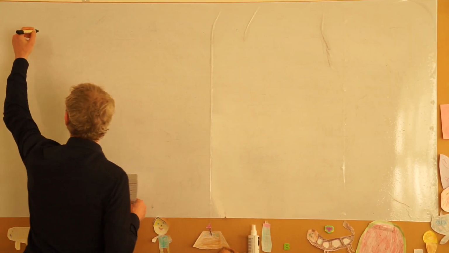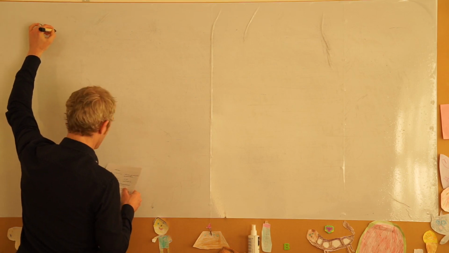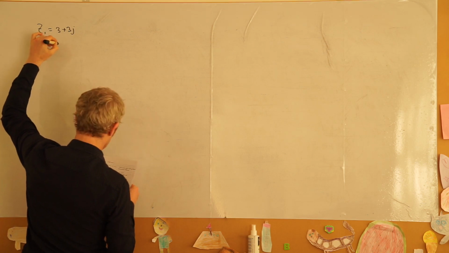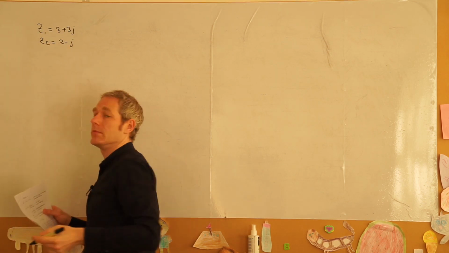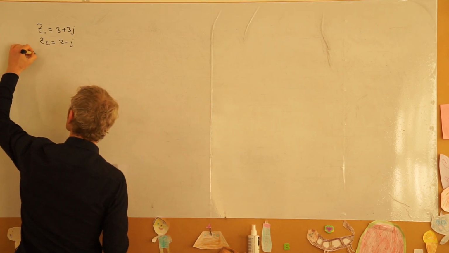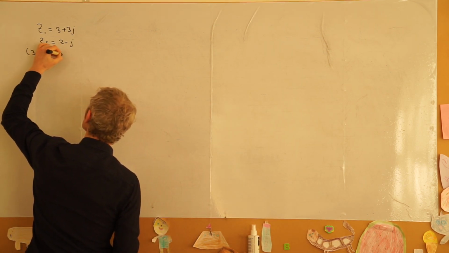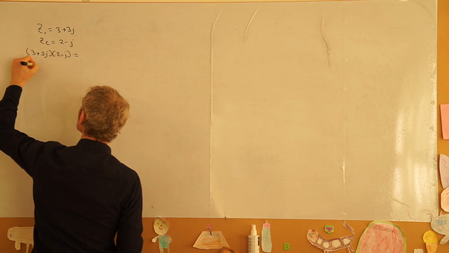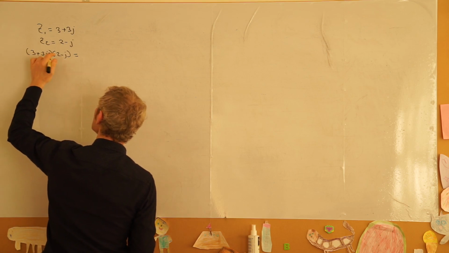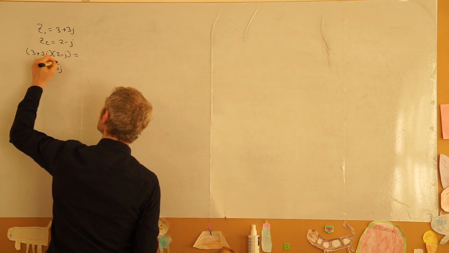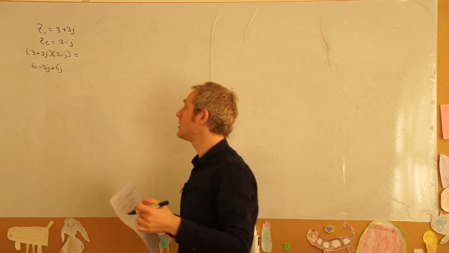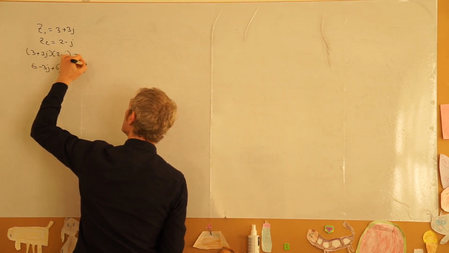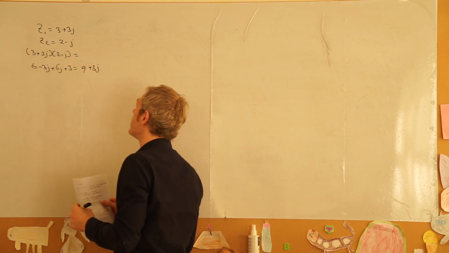Now we have Z1 is equal to 3 plus 3j, and Z2 is equal to 2 minus j, and if we multiply these two we get (3 plus 3j) times (2 minus j) is equal to 6 minus 3j plus 6j, and then 3j times minus j is plus 3, so it is equal to 9 plus 3j.